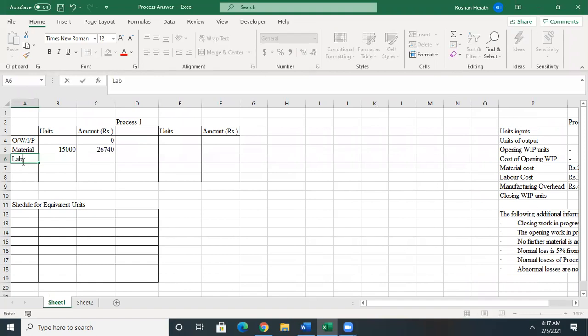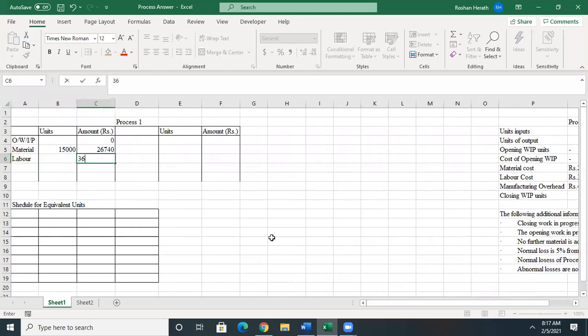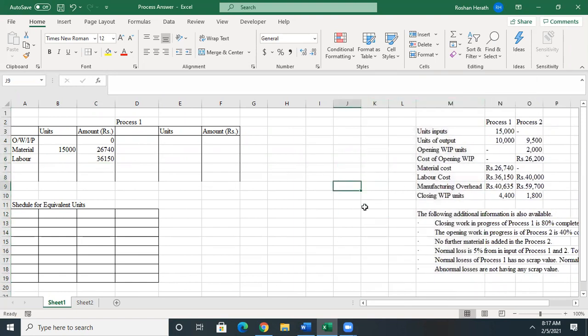Then you have the labor, 36,150. Then you have the manufacturing overhead. It's also important, manufacturing overhead. That is going to be 40,635. Okay, take those amounts.